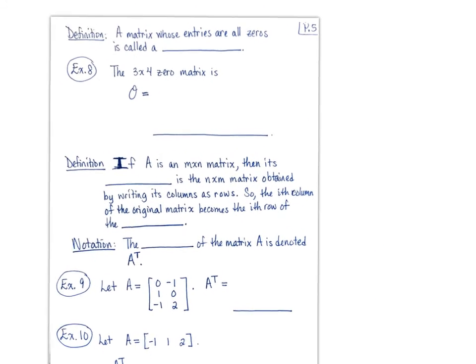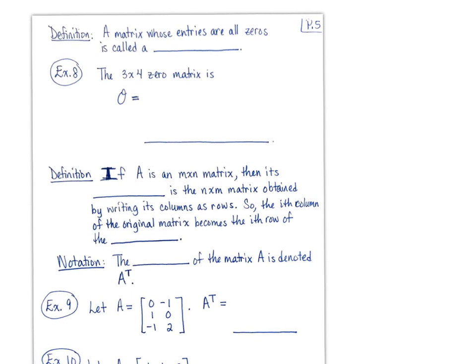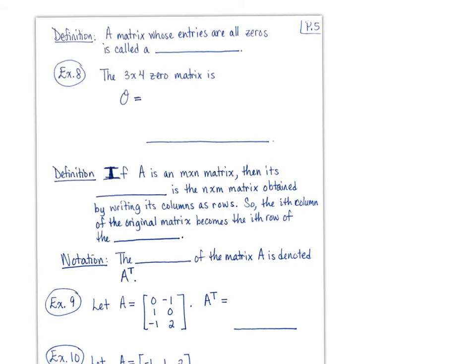So if a matrix, before we go through that, wait a minute, I skipped it. Have a matrix whose entries are all 0. It's going to be called what kind of matrix? Wait, I have a question. I have an answer. Good. So a matrix whose entries are all zeros is called a 0 matrix.